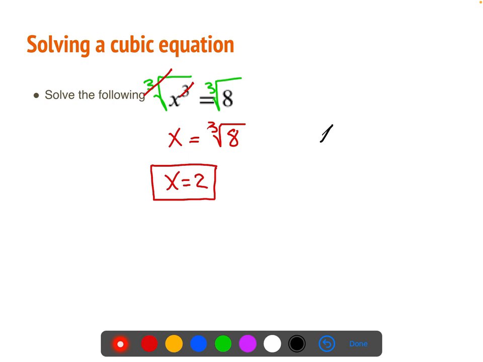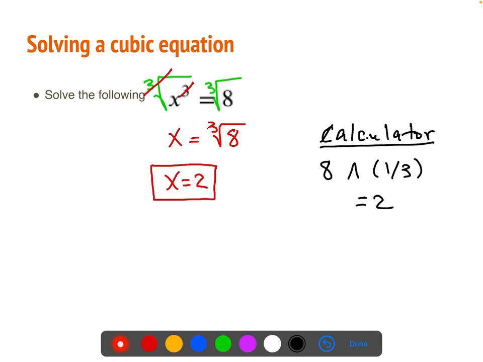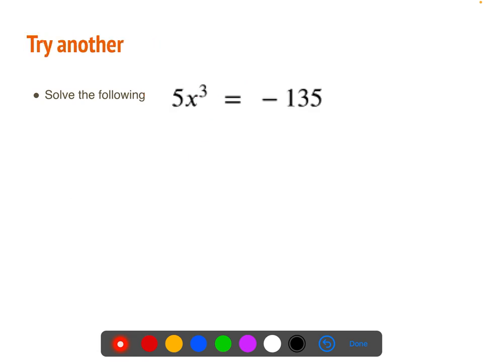Now, if I don't know what the cube root of 8 is, I can use my calculator. I can go to the calculator, and I can type in 8 to the 1/3 power, and that'll tell me 2 also. So just in case you have trouble figuring out what the cube root is, you can just go to your calculator and put whatever your number is to the 1/3 power, and it'll tell you. Let's try another.